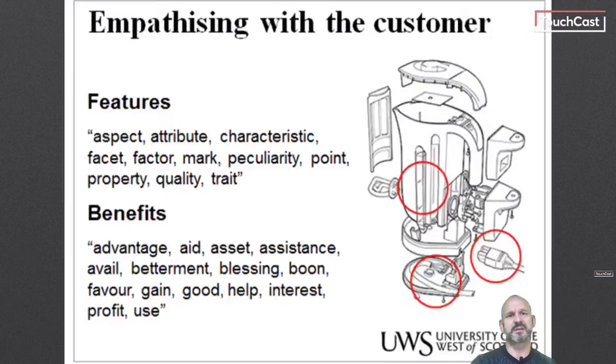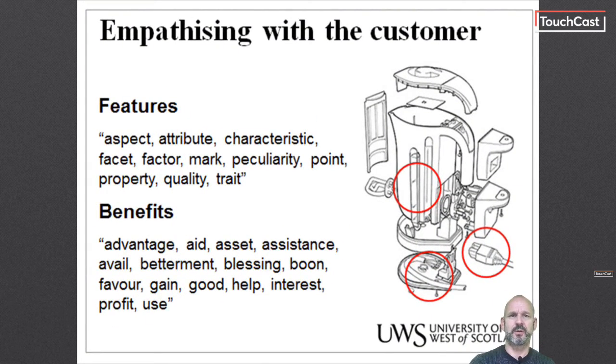Now here with the product, we need to think about the difference between features and benefits. Features are aspects of the products which do particular things, whereas benefits relate to the value which these features bring to the customer. In the example in this slide, one feature of this kettle is the water level indicator, which means that the user can see at a glance whether the kettle needs to be refilled or not.